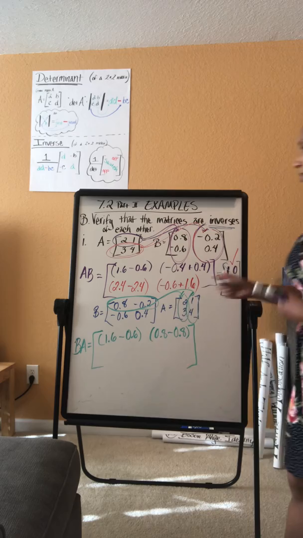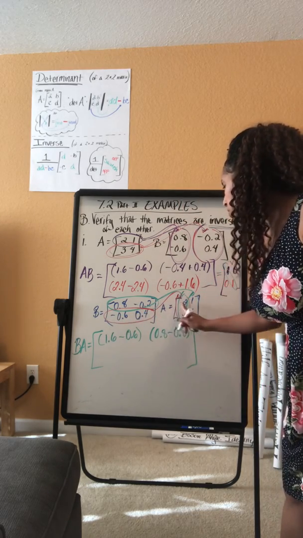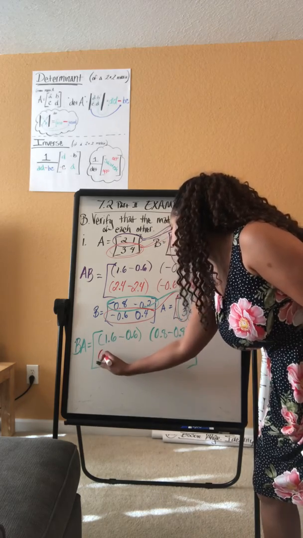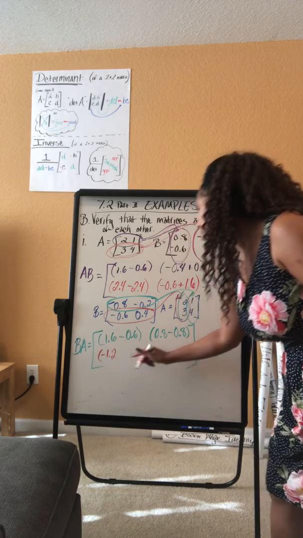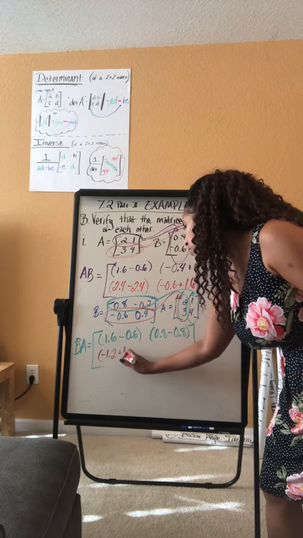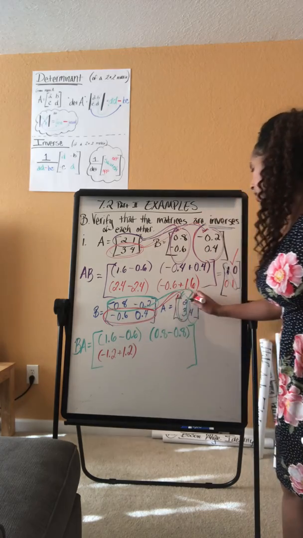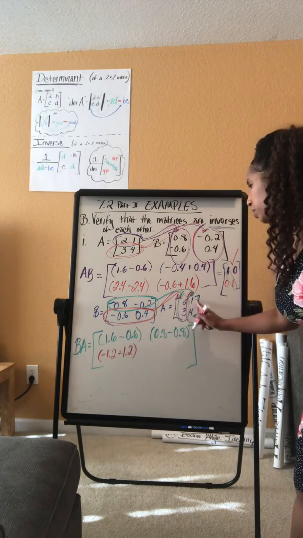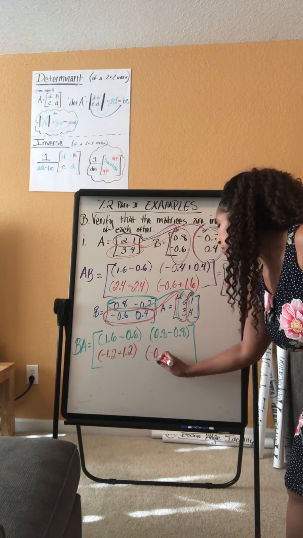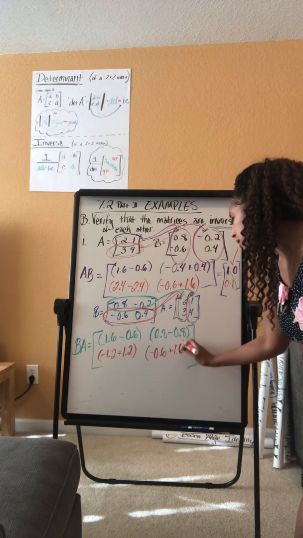And now for the bottom. Across and down. Negative 0.6 times 2 is negative 1.2. And 0.4 times the 3 is a positive 1.2. Across and down. Negative 0.6 times 1 is negative 0.6. And 0.4 times 4 is a 1.6.